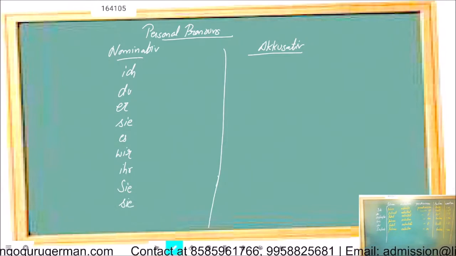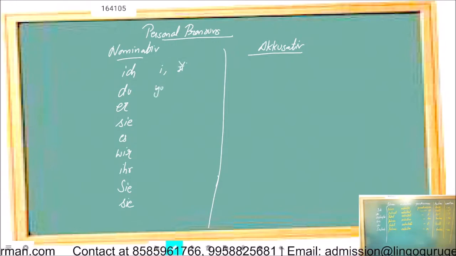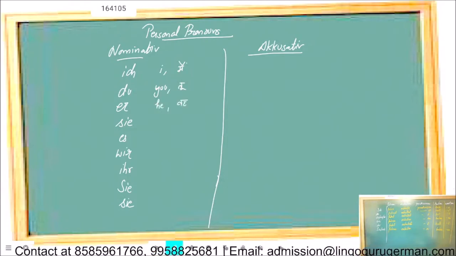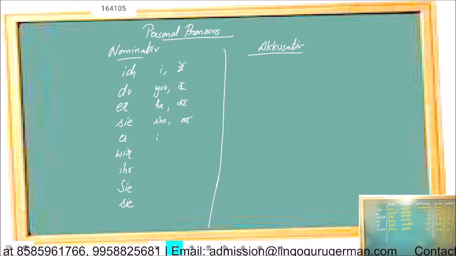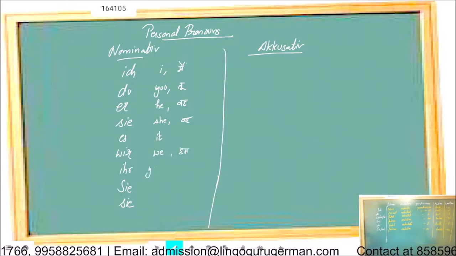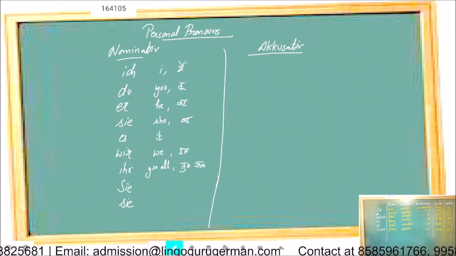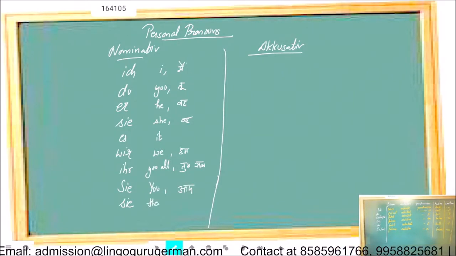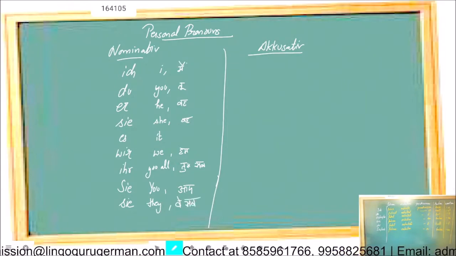So ich, which is I. Du, which is you, referring to tu. Er, which is he. Sie, which is she. Es, which is it. Wir, we, hum. Ihr, you all. Sie, you, which is aap, and sie, they.